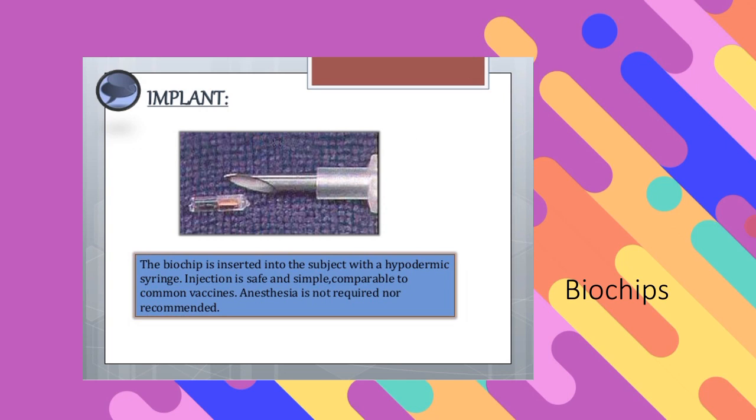We saw the applications and the uses of the biochip. The main step is how to implant this biochip, how to insert this biochip. So the biochip is inserted into the subject with a hypodermic syringe, and this injection is very safe, which means it will not cause any side effects on the skin or anything.